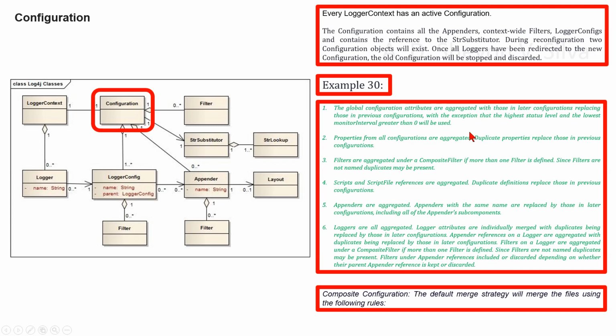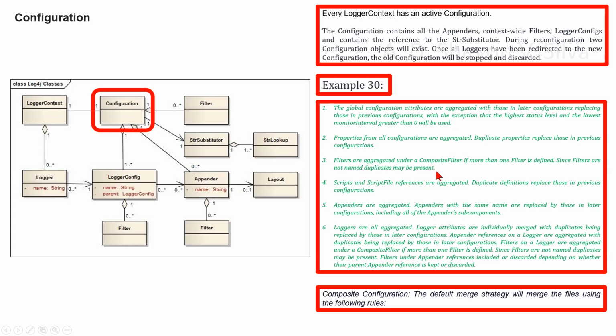The default merge strategy will merge the files using the following rules. 1. The global configuration attributes are aggregated with those in later configurations replacing those in previous configurations, with the exception that the highest status level and the lowest monitorInterval greater than 0 will be used. 2. Properties from all configurations are aggregated. Duplicate properties replace those in previous configurations.